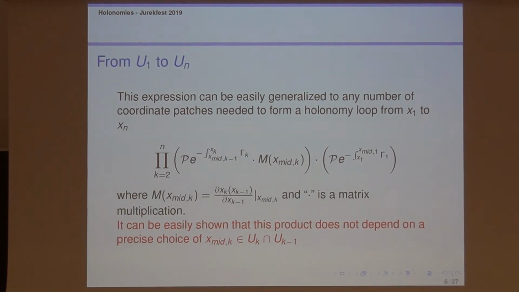Well, in fact, if we have such a solution, we can simply generalize it to any number of patches. And this is a simple formula: at each crossover between patches, we have to rotate our system. Well, it can also be shown that this result does not really depend on how we choose this point in the middle between U1 and U2, U2 and U3, and so on.